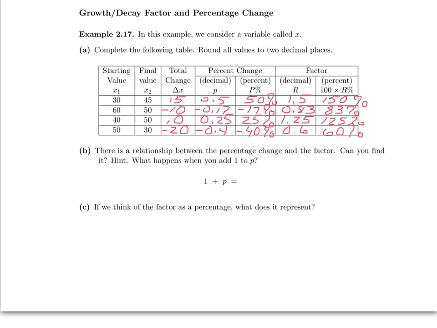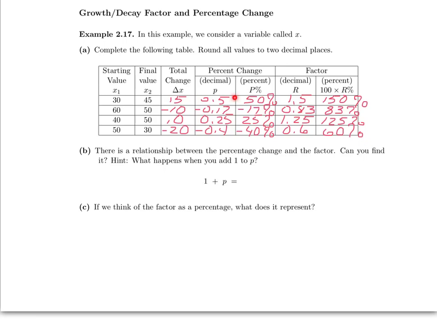Let's go ahead and look at part B. There is a relationship between the percentage change and the factor. Can you find it? Here I've given you a hint. What happens when you add 1 to P? The table in part A can give us some intuition for what the answer should be here. So let's look at the table. Let's look at the column that has our p-values, our decimal values for the percent change. Let's add 1 to every one of these values.